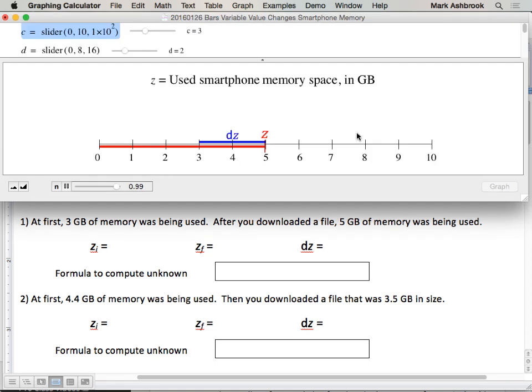So do it for number 1. So, Andrea, in the first example, what did you say was Z initial? Was that known or unknown? Z initial, known or unknown? It is 3. Good. Z final? Z final is known. It's 5 gigabytes. Okay. DZ is unknown, but obviously you can solve for it. It's going to be 2 gigabytes. That was our unknown. And so then what formula would you write to compute that? So DZ equals what? DZ equals Z final minus Z initial.